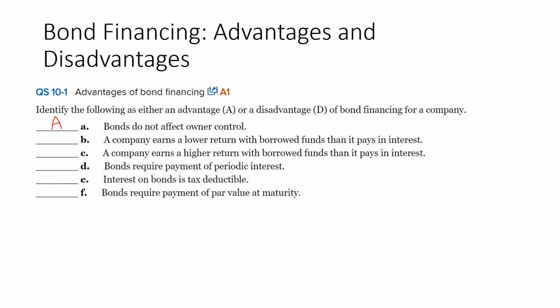So that's an advantage. B, a company earns a lower return with borrowed funds than it pays in interest. This is a disadvantage. The corporation doesn't want to earn a lower amount than it's paying in interest, and this can decrease return on equity. C, a company earns a higher return with borrowed funds than it pays in interest. This is an advantage, and when that happens, it can increase return on equity.